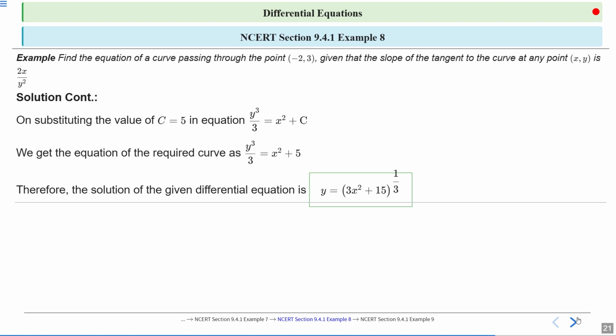Therefore, the solution of the given differential equation is y is equal to, taking y on the left hand side and all the other terms on the right hand side, (3x square plus 15) to the power 1 by 3. And that is your equation of the curve which passes through (-2, 3) and satisfies the differential equation.